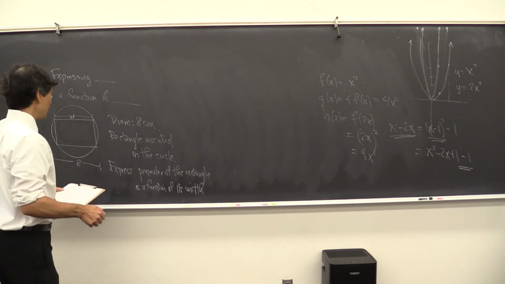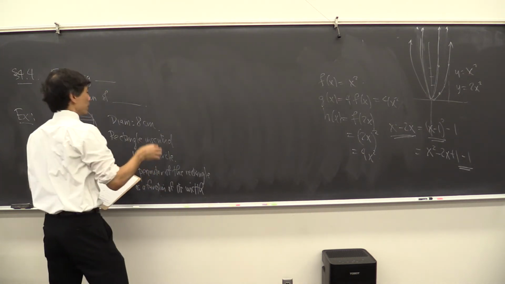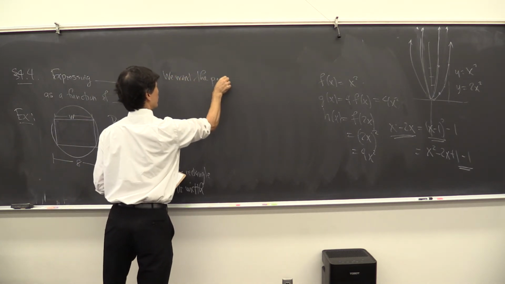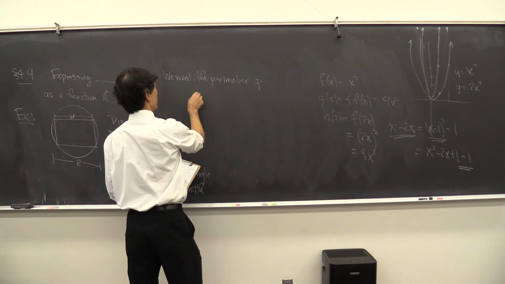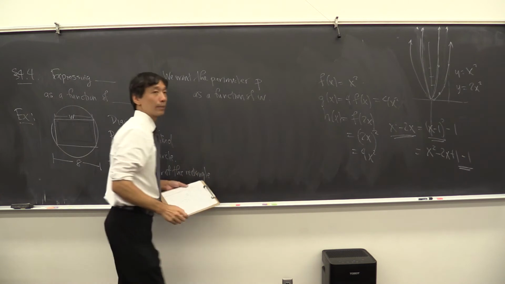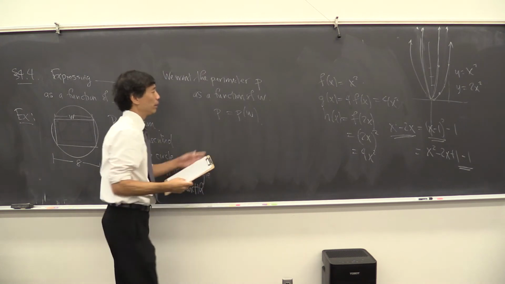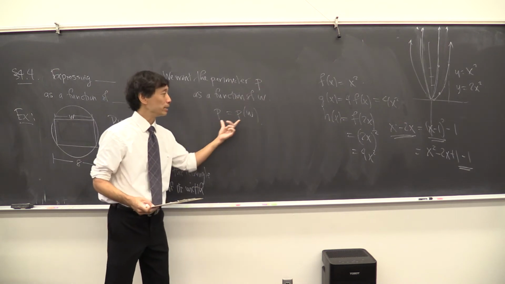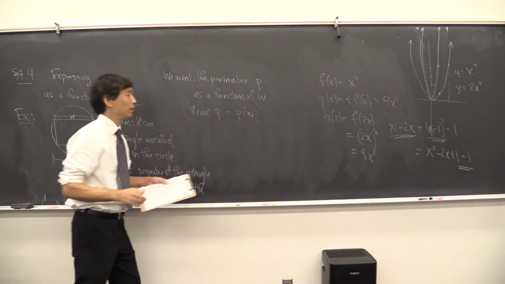So what we want is the perimeter. Let's call that P as a function of W. We want to express P as a function of W. So if I write something like this, you read it as P is a function of W. P can be realized as a function of W. We want P as a function of W.